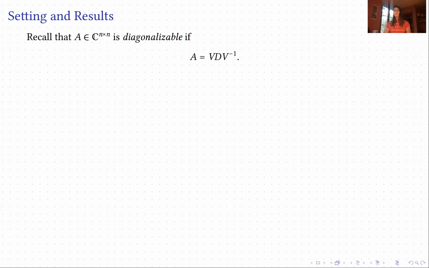Now, for those of us used to working with Hermitian matrices, this definition might seem a little unnecessary. After all, every Hermitian matrix can be written in this way, with V in fact chosen to be unitary. But as we'll see at several points during the talk, the case of non-Hermitian matrices is quite different in a number of ways, the first of which is that not all non-Hermitian matrices are diagonalizable.